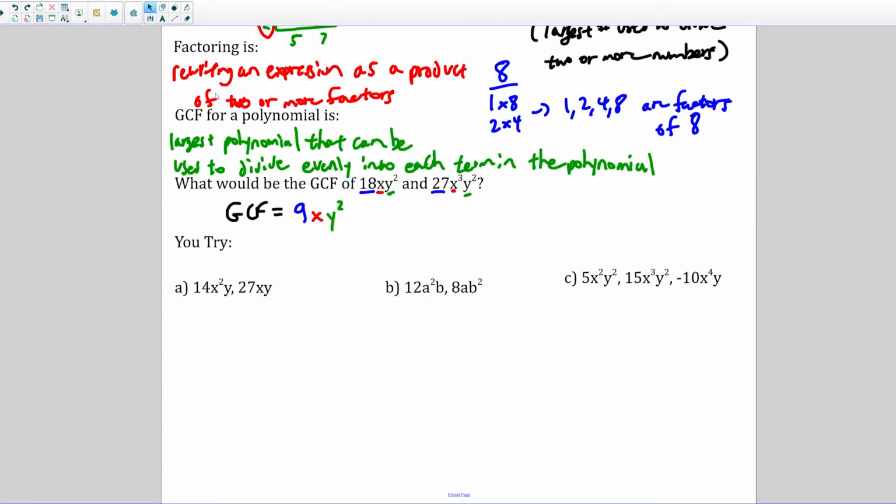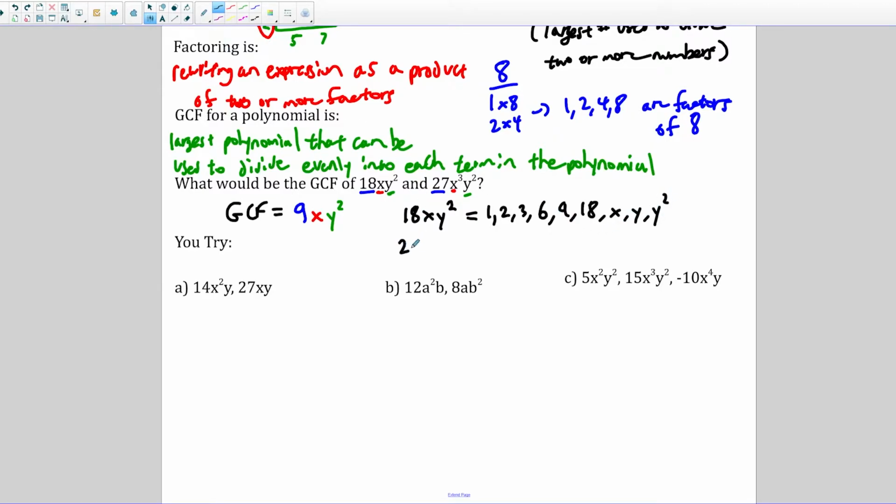Again, if we want to slow it down a little bit, what we can do is list the individual factors of each term. So looking at the 18xy squared, we can think, what are my factors of 18? Well, my factors of 18 will be 1, 2, 3, 6, 9, and 18. So those are all of the numbers that I can multiply together to get 18. What can I multiply to get x? Well, I can go 1 times x. What can I multiply together to get y? Well, I can go y times y, or 1 times y squared.